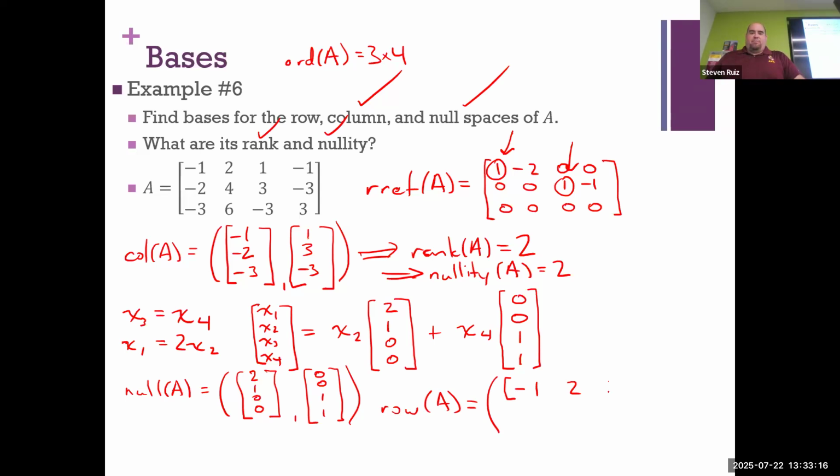Where'd you get that? Or why is that something we want to use? Corresponding to the pivots. Right. So now instead of looking at what columns the pivots are in, it's what rows the pivots are in. Or another way to think of it, what rows survive? What rows are not all zeros? Those rows are going to contribute to the row space.